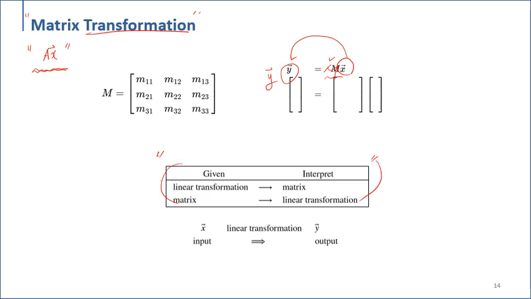So for a given linear transformation, you can write the linear transformation as a matrix, and also for a given matrix, you can interpret this as a linear transformation. So by inputting x, you can transform x by multiplying by M and getting y as an output.